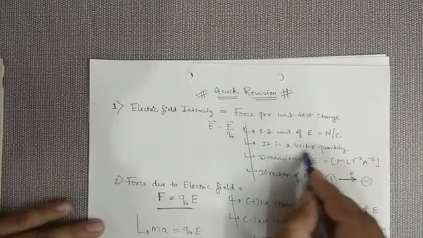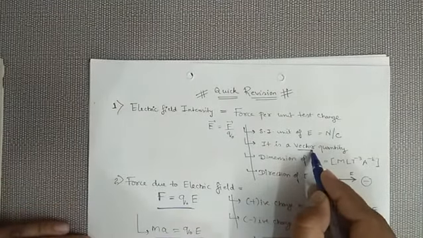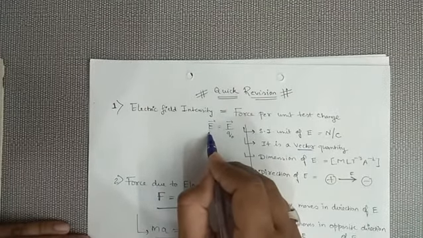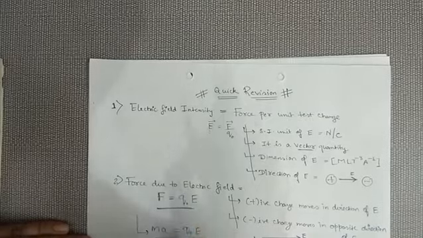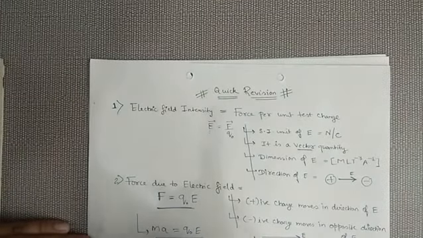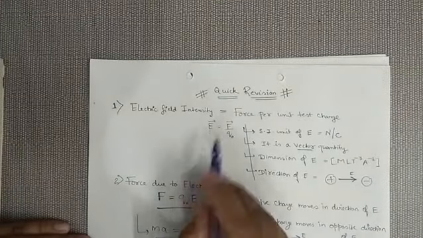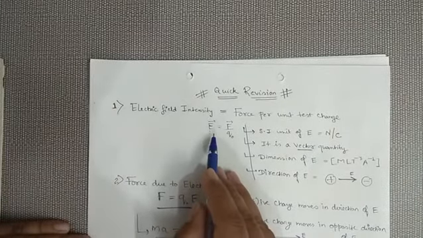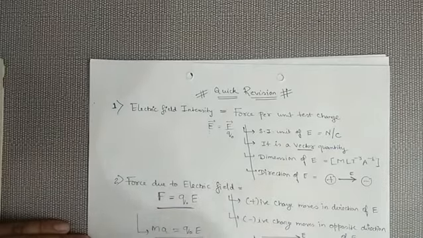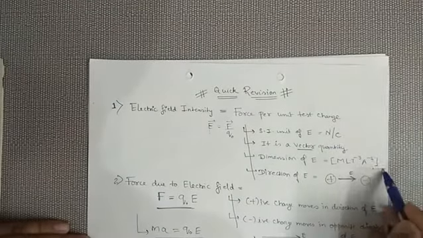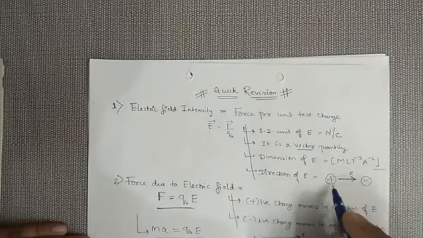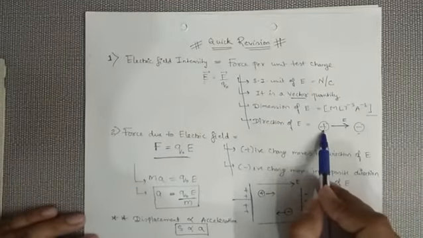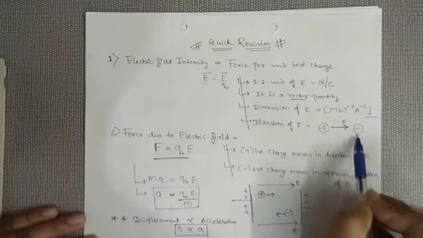Here I am representing the electric field. Electric field is a vector quantity. What will be the direction of this electric field? It will be the direction along which a positive charge moves. Keep in mind, the direction of the electric field is always represented along the direction in which a positive charge moves. Dimension can also be found out, and the direction of this electric field is from positive to negative. It originates from positive and terminates at negative.